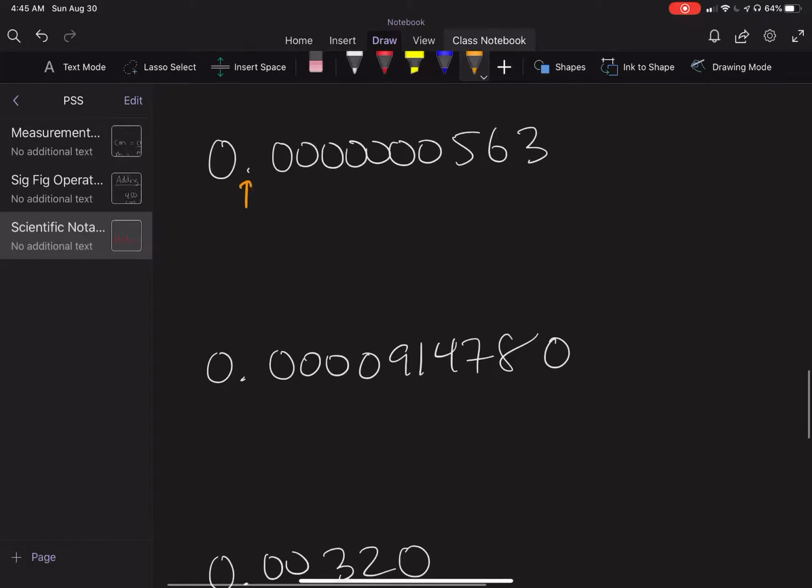Here's our decimal. And we have to move it right here between the 5 and the 6 so that we have that format of 1 digit, a decimal, and then however many digits are necessary times 10 to the exponent. And it'll be negative in this case with all these numbers that are smaller than 1. So our decimal, we're going to move it 1, 2, 3, 4, 5, 6, 7, 8 times. So that means we're going to have a 10 to the -8.